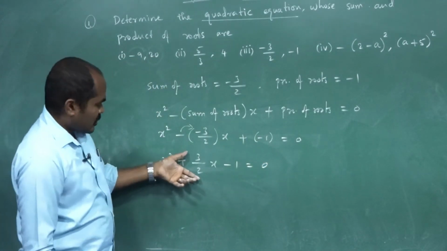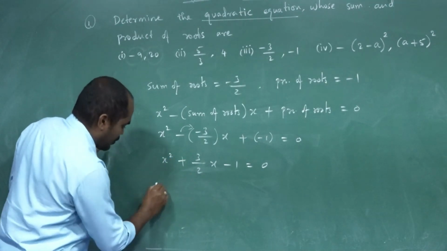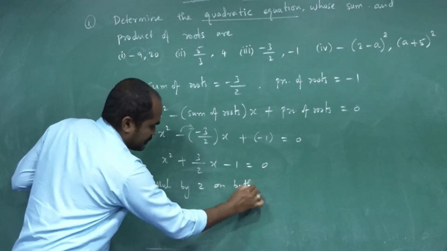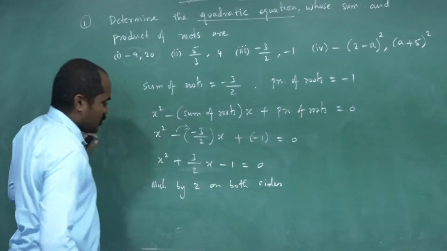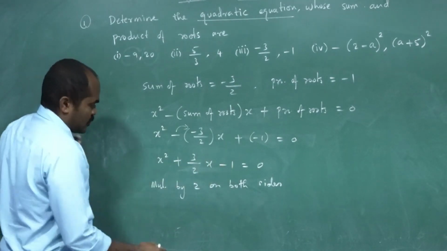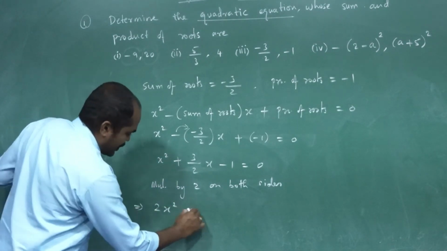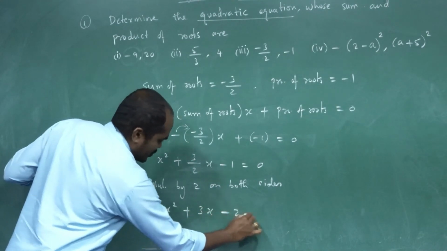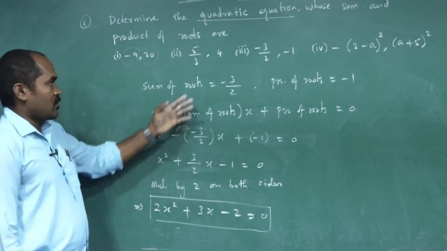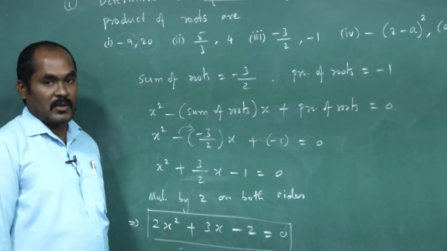So here also 3/2 is a rational number, so we want to cancel this 2. So multiply by 2 on both sides, which means multiplying all terms by 2. So this becomes 2x² + 3x − 2 = 0. So this is our third answer: 2x² + 3x − 2 = 0.